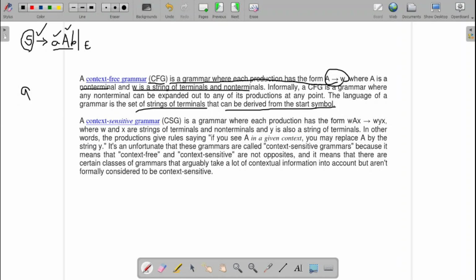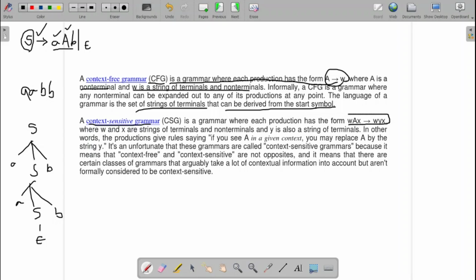If I have the string a b, this can be derived as S derives a S b, then again S derives a S b, then S derives epsilon. So at any point of time we can go for substituting the non-terminal.